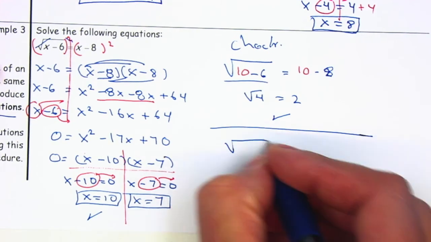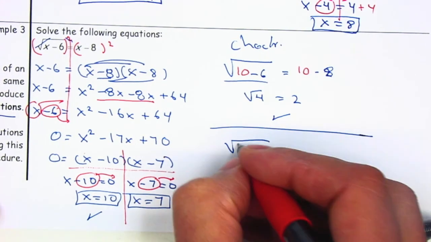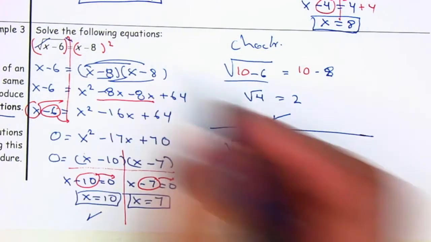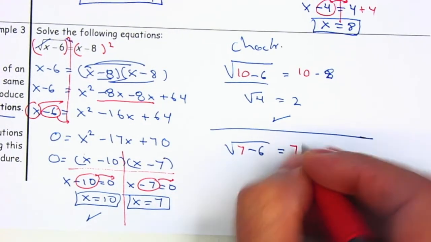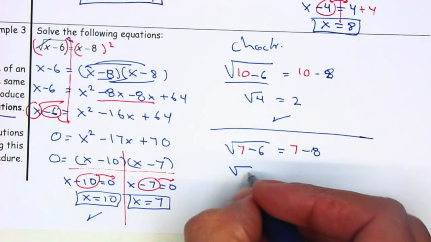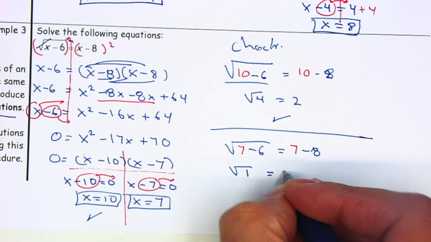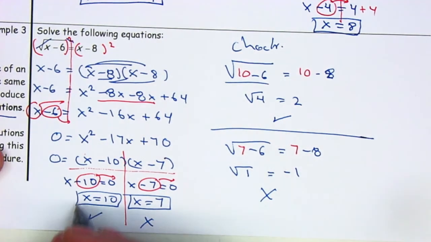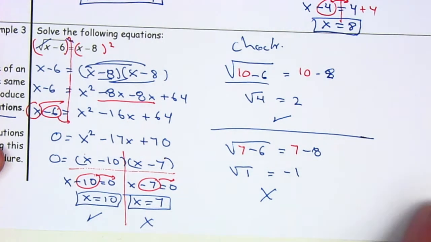Let's go ahead and check the 7. It will be the square root of 7 minus 6 is equal to x minus 8, so it'll be 7 minus 8. Is the square root of 7 minus 6, which is 1, equal to negative 1? No. So if you guys notice, we only have one solution. The solution is x is equal to 10.